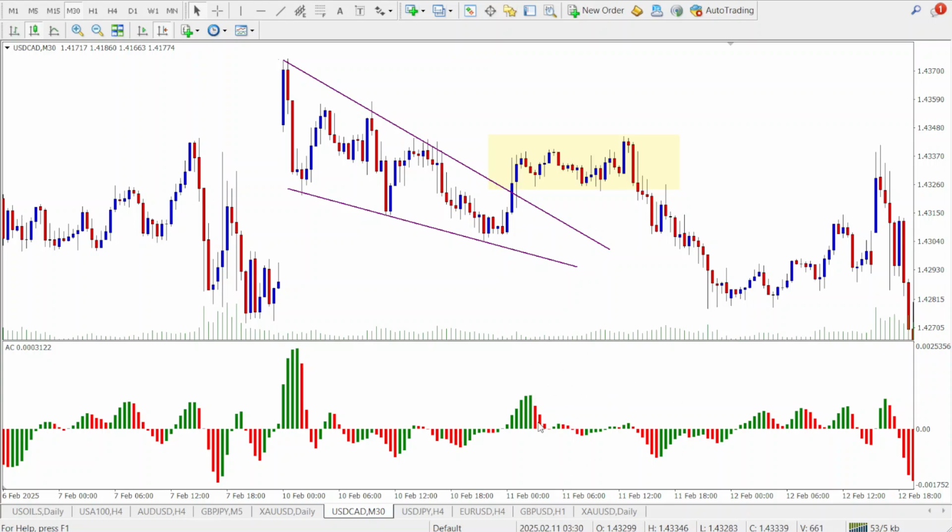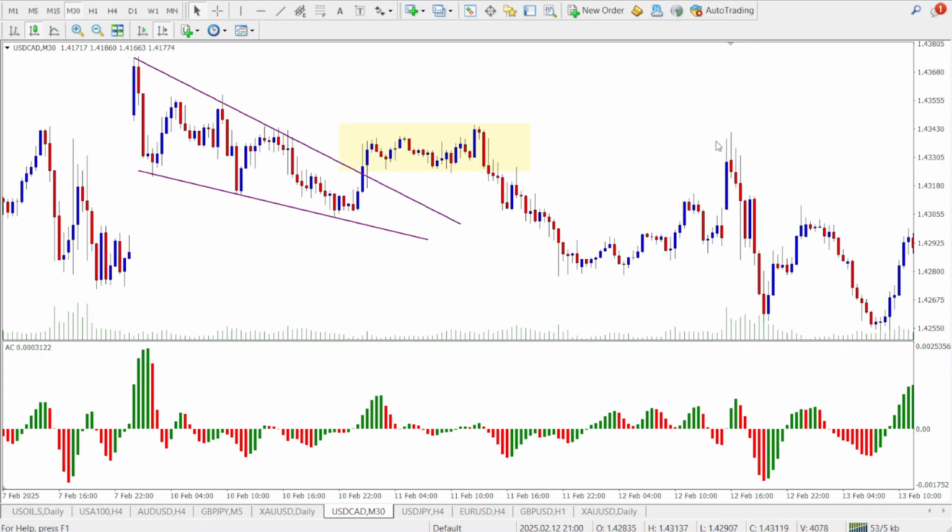And then we can see that the dominant color was red before we had the AC flip to the downside. You can see this was a consolidation period. That's the reason why the histogram bars were short. Then before you know it, the AC completely flipped to the downside, to the negative territory, showing trend reversal.